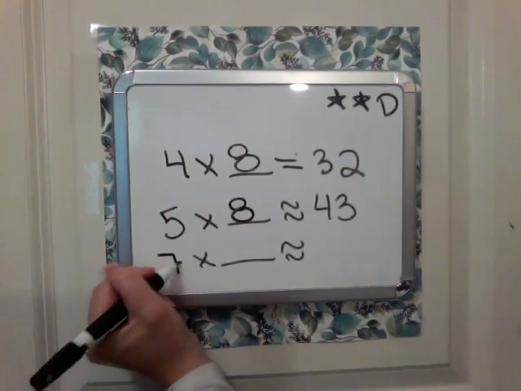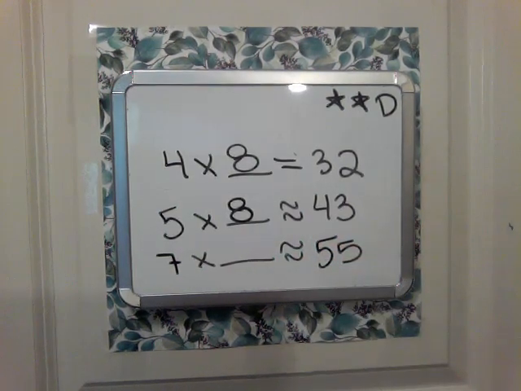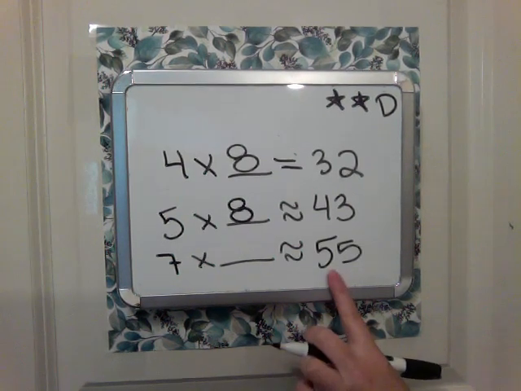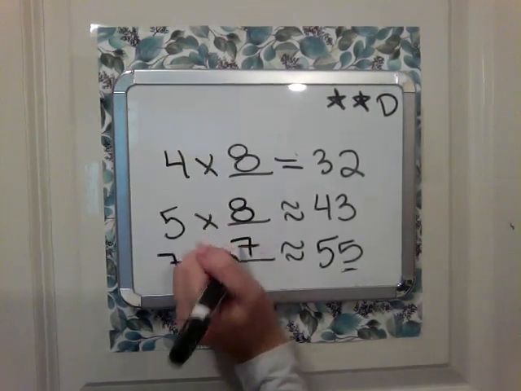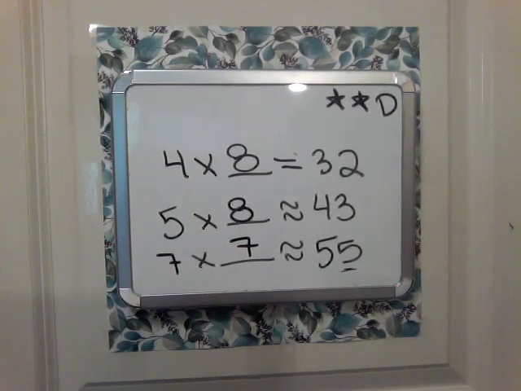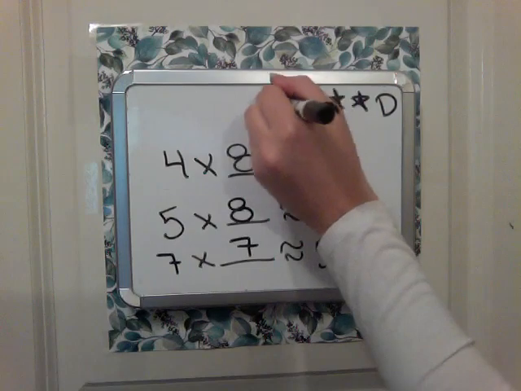And then finally, we have 7 times something gets us close to 55. So let's see. 7 times 6 is 42. 7 times 7 is 49. 7 times 8 is 56, which is just one too large. So we'll have to stay with 7 times 7. You can earn up to 3 stars on this problem, 1 for each problem you got correct.